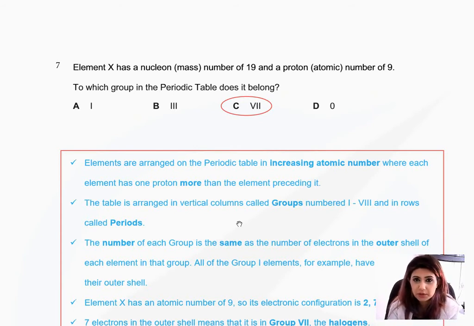Always look at the proton number, because when you look at the nuclear number 19, it might sometimes be a bigger or smaller number as compared to the periodic table, because now we can also talk about isotopes. So make sure you look at the proton number, the small number.